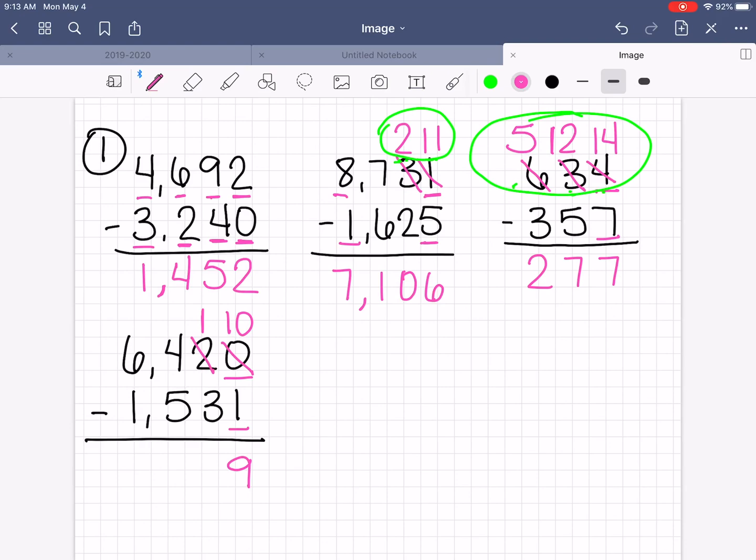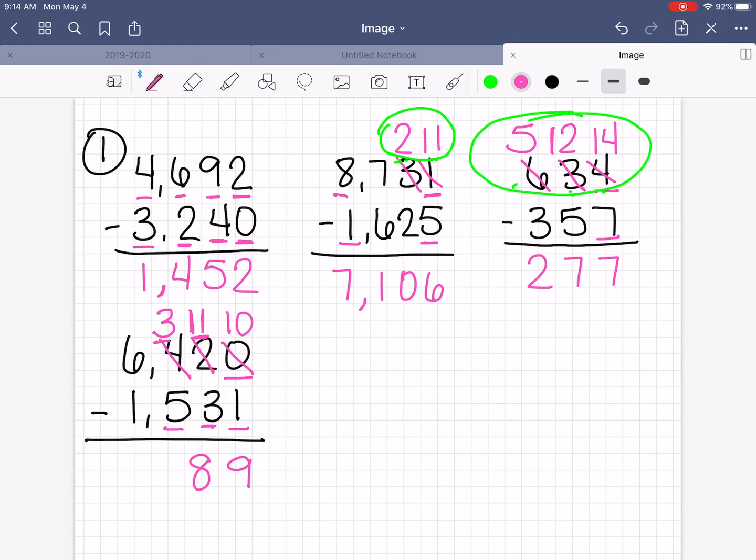Now I move over. 1 minus 3. This is also where some people are getting confused. You have to make sure you use that 1, not the 2 anymore, because the 2 got crossed out, right? So 1 minus 3. Can I do that? No, I cannot. So let me get rid of that circle. There we go. So I have to take from my 4. My 4 now becomes a 3, and my 1 becomes an 11. 11 minus 3 is 8.